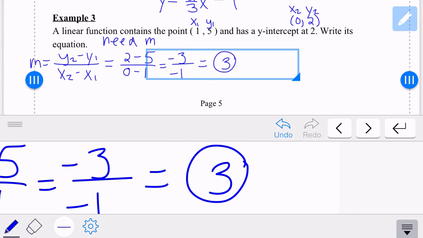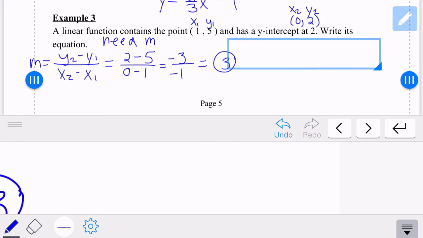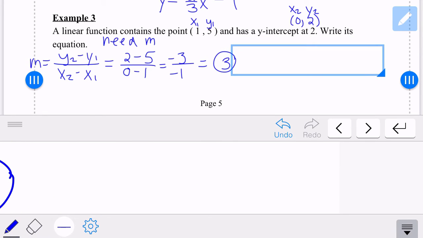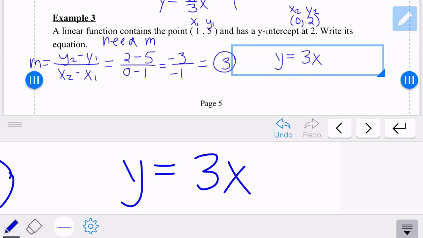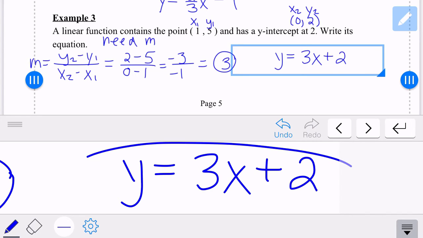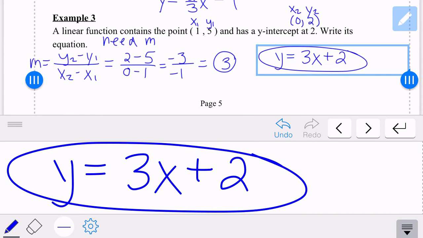So we've got our slope, we've got b. Now we just have to put that into our equation, y equals mx plus b. So y equals m, which was 3, so 3x, and then plus b. b is 2. So we've got y equals 3x plus 2 for our equation.